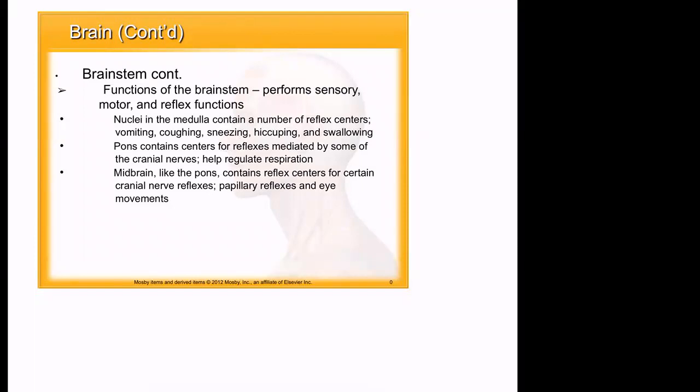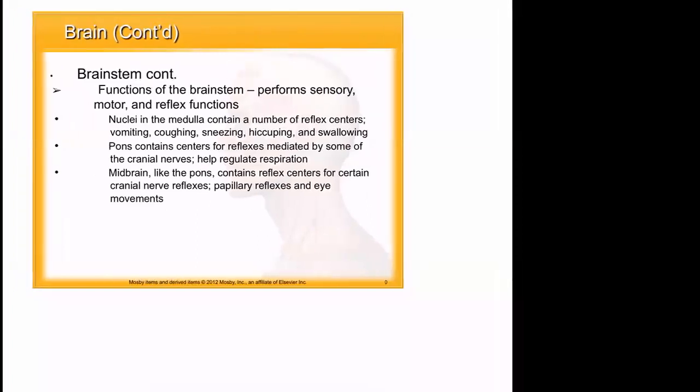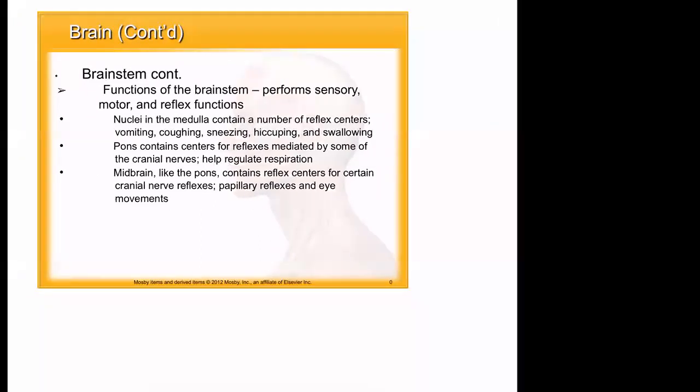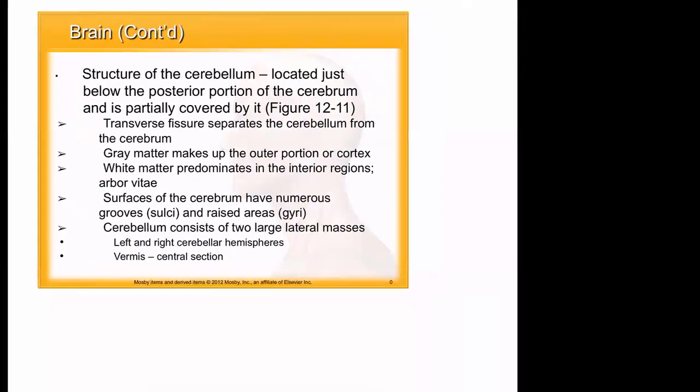In the midbrain, we find an area called the substantia nigra, which is going to make things like dopamine, a neurotransmitter. Notice here also, nuclei in the medulla contain a number of reflex centers, including the vomit center. The vomit center is found in the medulla oblongata. That's the area that says, you know what? Time to puke.